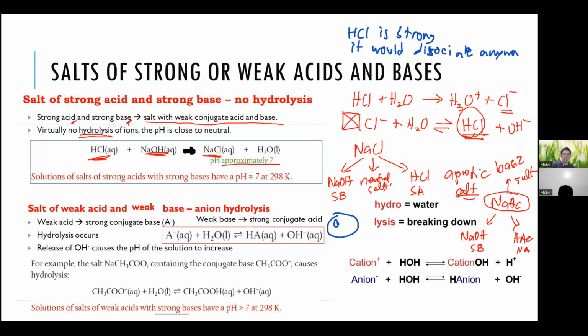So, if you will notice, this is the pattern. If you have weak acid, it will form a strong conjugate base. Or a weak base, it will form a strong conjugate acid. Therefore, if you will have their salts, hydrolysis will occur. What is hydrolysis again, Josh? Hydrolysis?